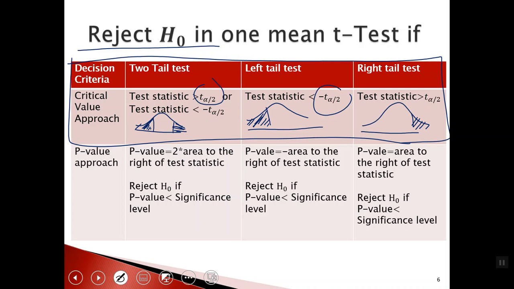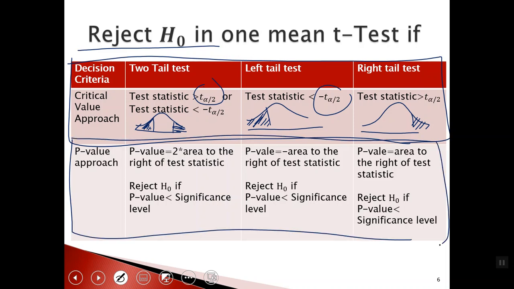Okay. So this is the critical value approach. Then let's consider the p-value approach. In the p-value approach, you know how, in the Z test, one mean Z test, we found the p-value based on two tail test, left tail test, right tail test. Same method here. If this is a two tail test, then how do we find the p-value?